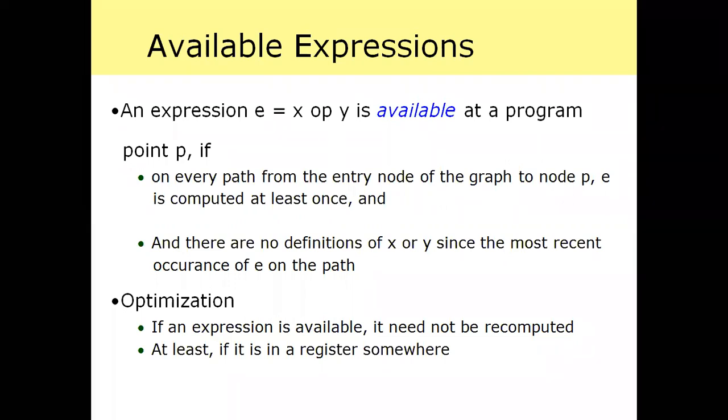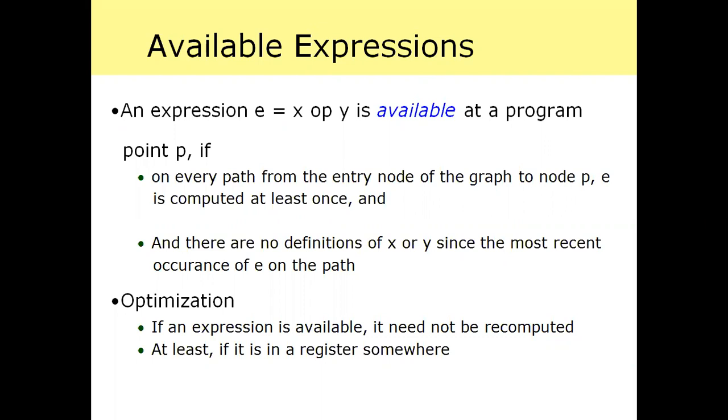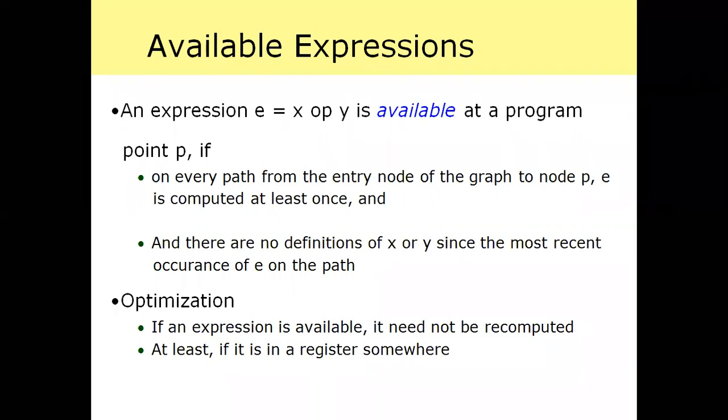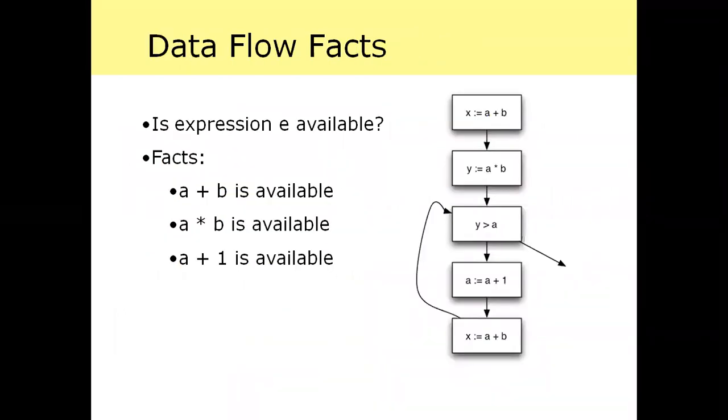Then what we get means if an expression is available, it need not be recomputed, at least if it is in a register. If it is in a register, there is no need to recompute the expression, right? If the expression is in a register, there is no need to compute it. Then finally we can say that the expression e is equal to x plus y is an available expression. Is it clear?